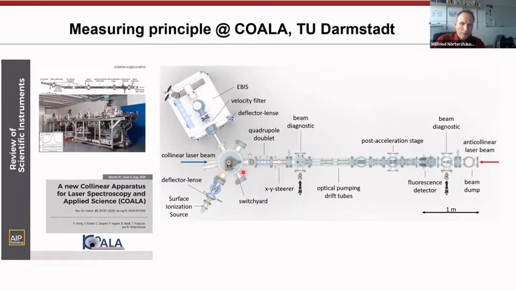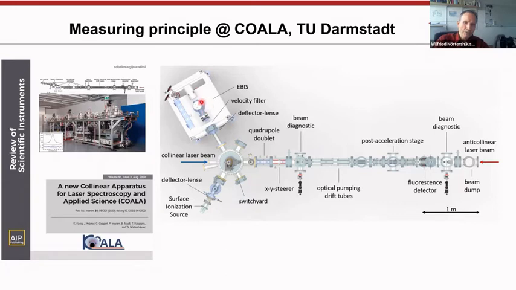He has also implemented this new switchyard, which now allows us to have beams from three different sources and put them into the collinear laser spectroscopy apparatus. Now, collinear laser spectroscopy is quite a simple technique. You just have to overlay an ion beam with a laser beam in collinear or anti-collinear geometry.